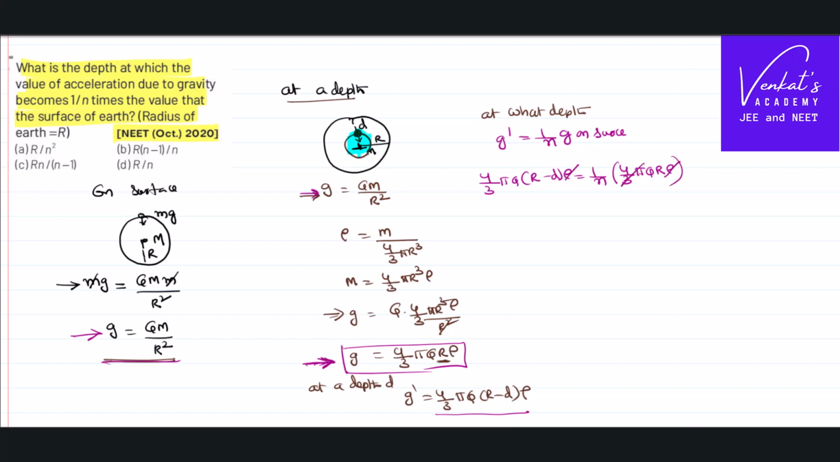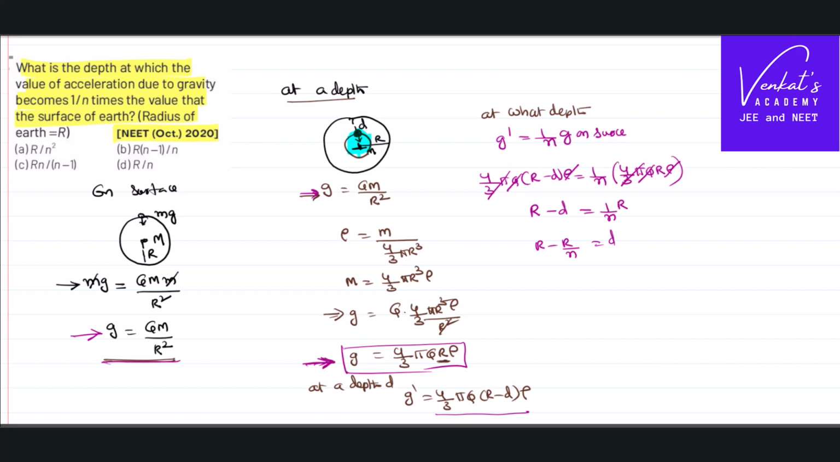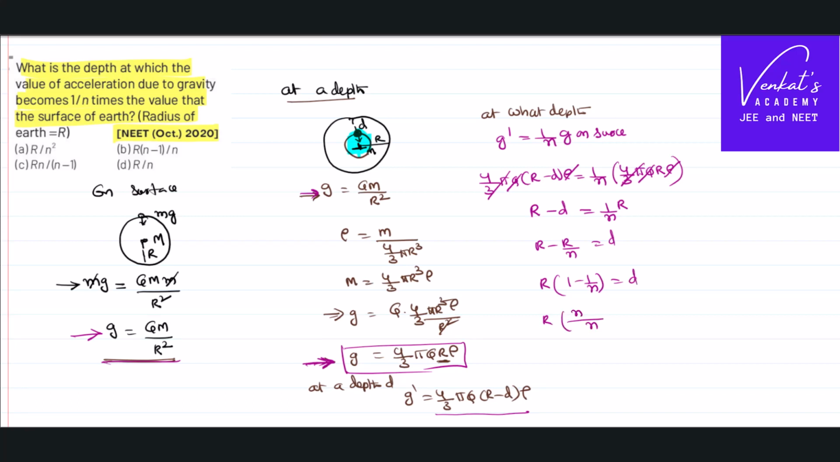Now densities will cancel. 4 by 3 pi will cancel. Capital G also will cancel. What is remaining is R minus d equal to 1 by n of R. So R minus R by n equal to d. If I take R common, R times 1 minus 1 by n equals d. With n as the LCM, d equals R of n minus 1 by n. That's the answer. At a depth R of n minus 1 by n, the acceleration due to gravity is 1 by n times that of the surface. That's how we have to solve the problem.